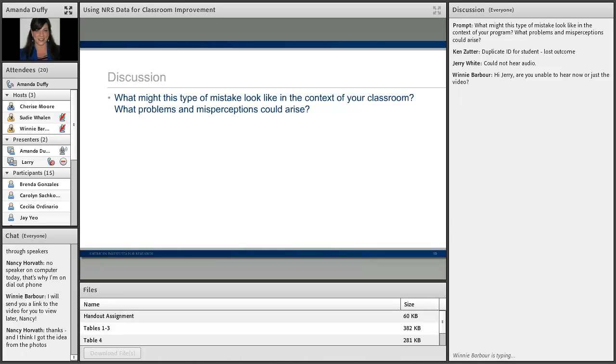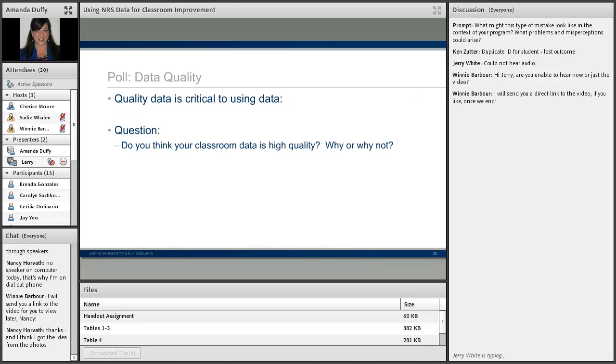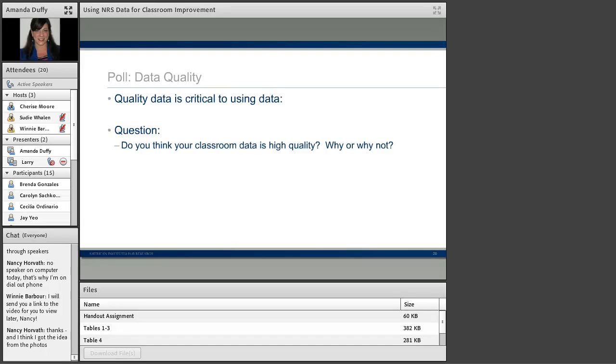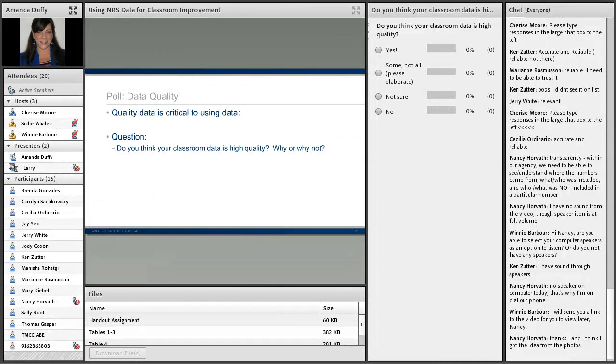I'm going to move forward. If you did not all hear it, I don't want to focus too much on it. But again, think about the data quality and think about your classroom. Do you think that your classroom data is high? So Winnie is going to pull up a poll for you. So do you think your classroom data is high quality? And then I want to know your why or why not. So go ahead and type it in the chat if you feel comfortable doing so.